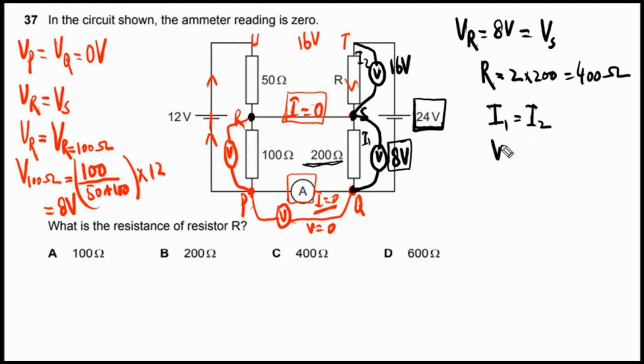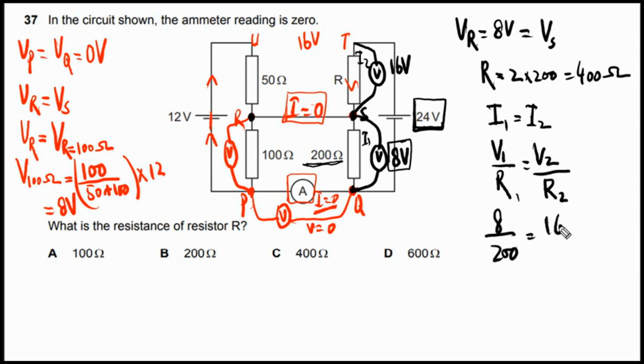So simply we can say the potential difference across the 200 ohm resistor, V1, divided by its resistance has to be equal to the potential difference across resistor R divided by the resistance of R. Let's say that resistance is R2. For R, simply we can write down R is equal to 200.